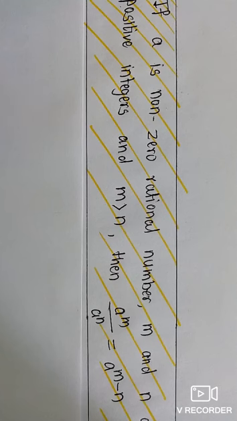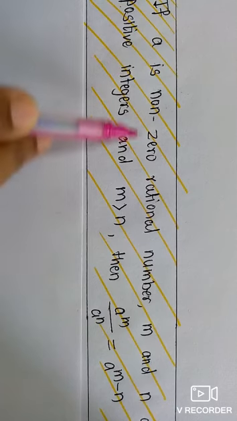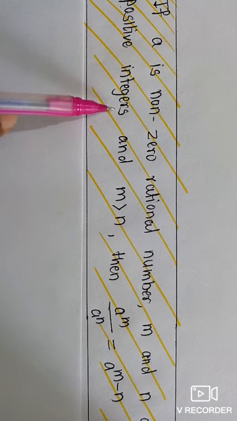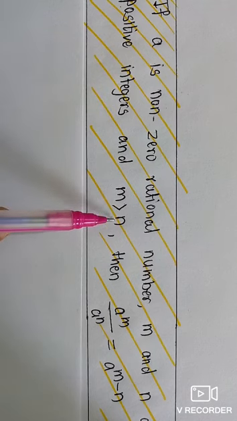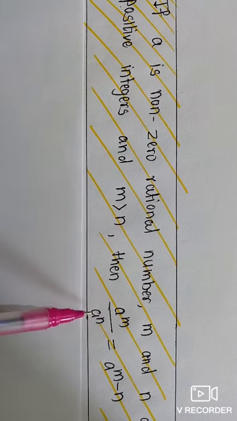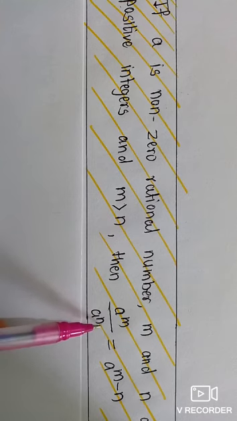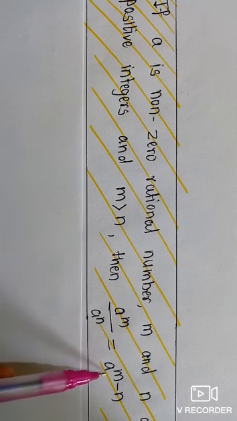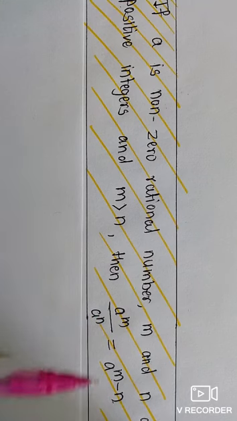So here the next rule we have seen: if a is a non-zero rational number and m and n are positive integers and m is bigger than n, then a raised to m upon a raised to n, that means a raised to m divided by a raised to n, is equal to a raised to m minus n. That means we have to subtract the indices. Yes, the rules are very simple. If we pay attention and solve examples based on them, the rules are really very simple.